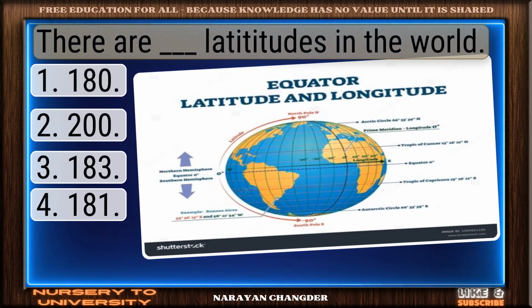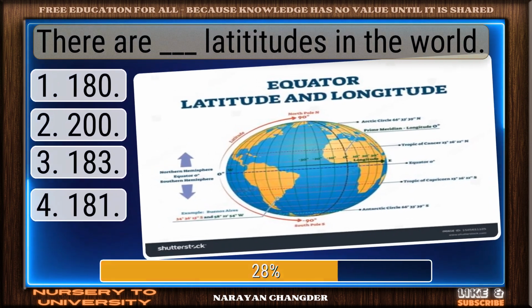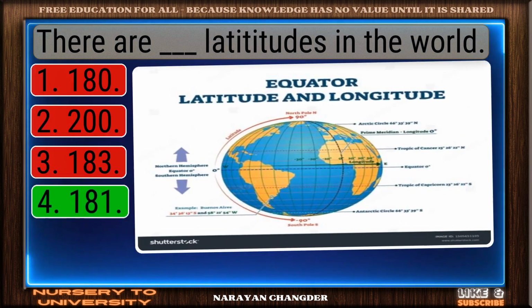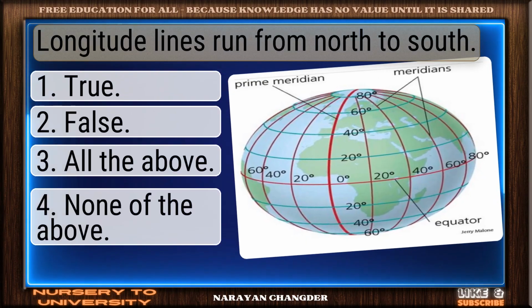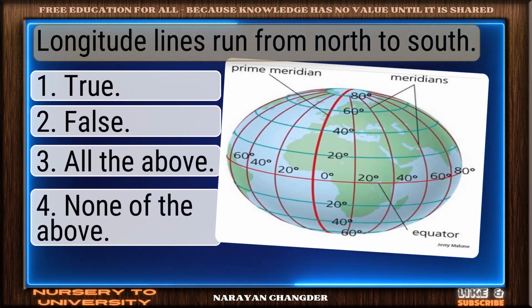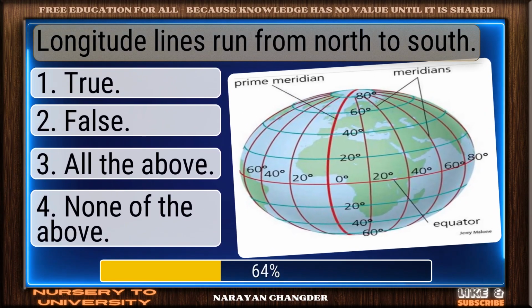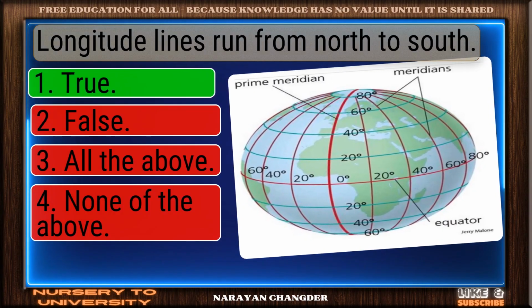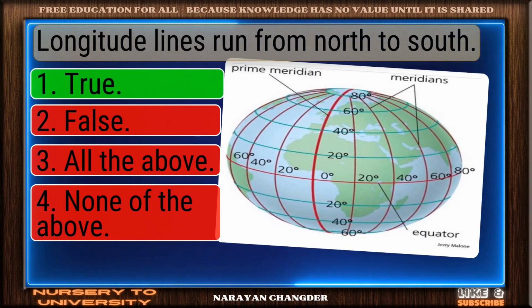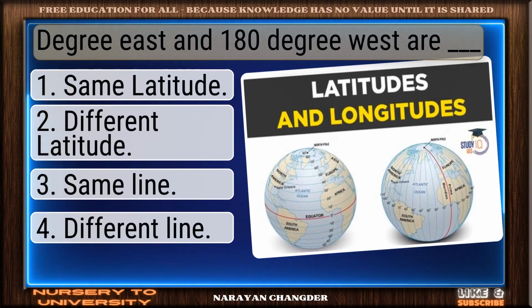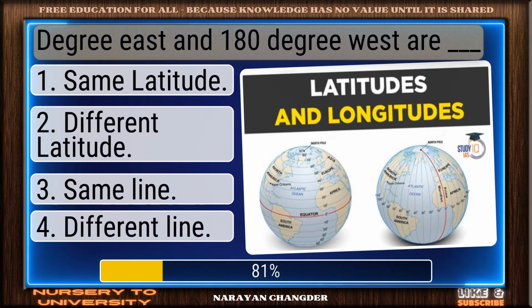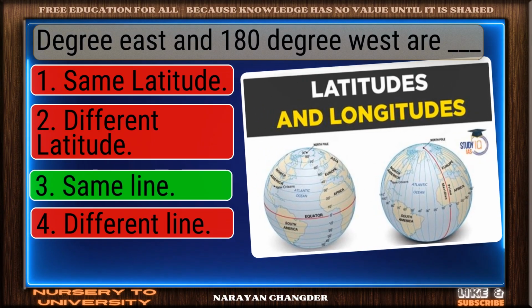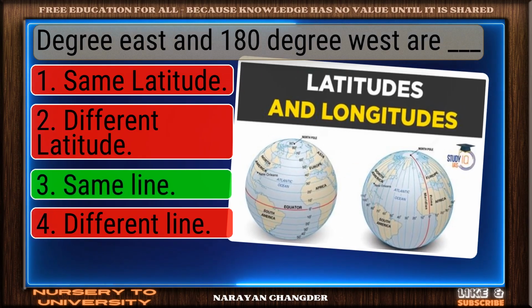There are dash latitudes in the world. You're right. 181 is the correct answer. Longitude lines run from north to south. Right choice. True is the best answer. 180 degree east and 180 degree west are dash. Great job. Same line is the accurate answer.